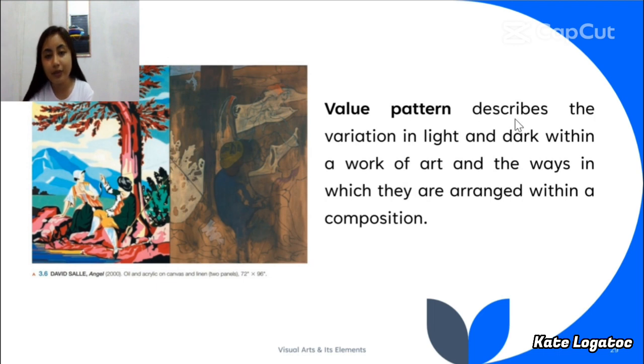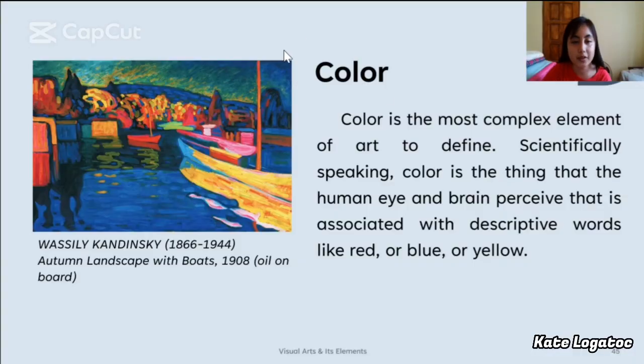So value pattern describes the variation in light and dark within a work of art and the ways in which they are arranged within a composition. So the term value pattern applies to full color works as well as works in black and white. So value patterns can be low contrast or high contrast. So low contrast value patterns can tend toward the dark or light ends of a value scale. So let us now move on to the fourth visual element, which is color.